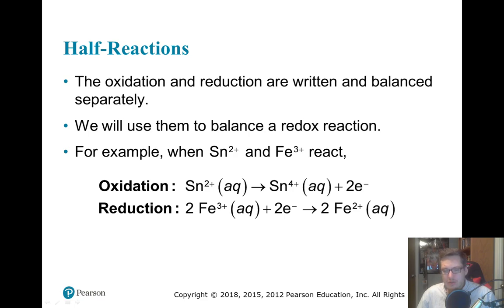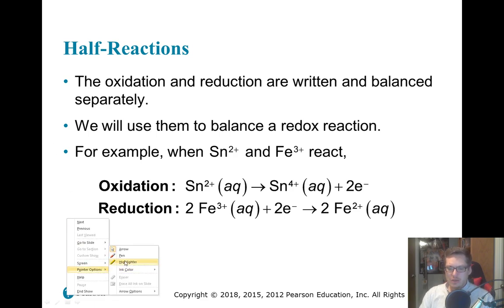Okay, and so in order to do this, we balance them in sets called half reactions. So you take an overall redox reaction. Remember, reduction and oxidation reactions have to come in sets. One thing gets reduced, the other thing gets oxidized. But when we balance them, we're going to split them apart, and look at just the thing being oxidized and then just the thing being reduced, and then put those two together to get our overall reaction.